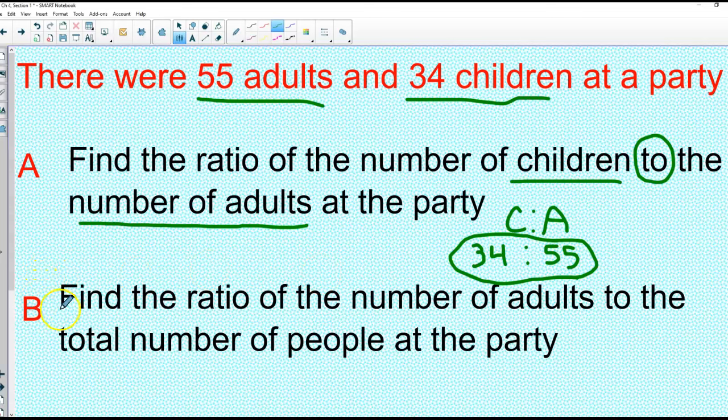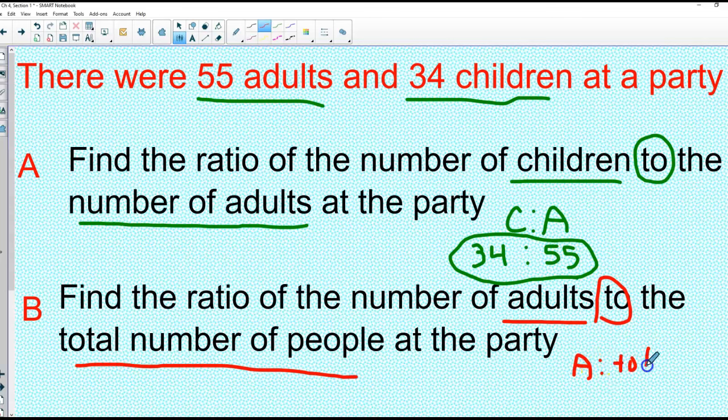Okay, let's look at part B. Find the ratio of adults to the total number of people at the party. So let's look at what this one is asking. Adults, there's the word to, total number of people. Okay, so we are doing adults to, I'm just going to put the word total here to help us know what order things need to go in.